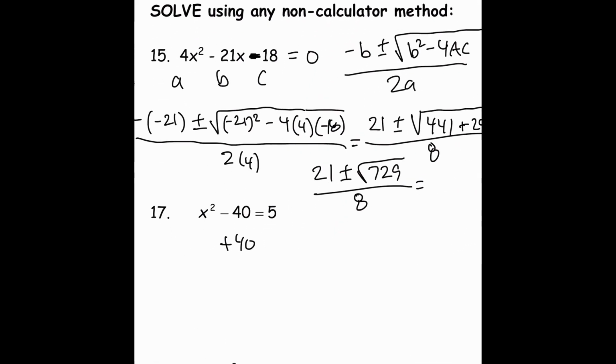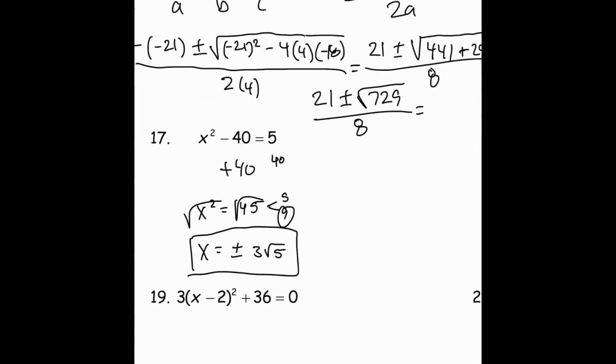All right, let's look at 17. 17 is not that bad. So if I add 40 to both sides, we're going to get x squared is equal to 45. Take a square root. x is equal to plus or minus the square root of 45. 45 is 9 times 5. So I can pull out a 3 basically. So 3 root 5. Plus or minus 3 root 5.